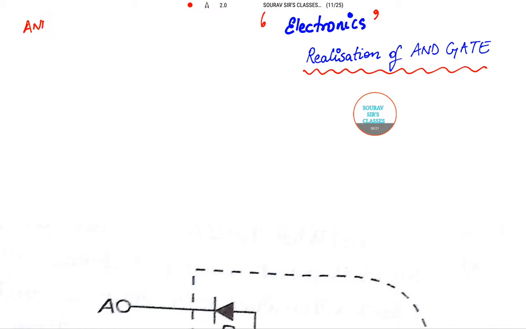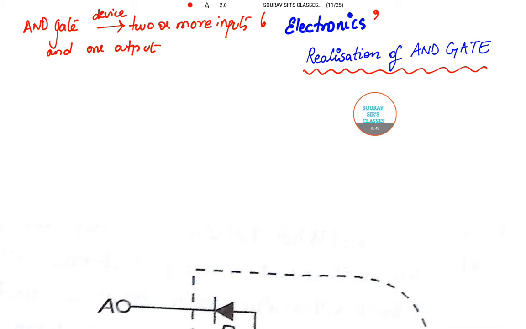Now, AND gate is actually a device that has two or more inputs and one output. Now, in Boolean algebra, the term AND is actually represented by a dot. And the Boolean expression A into B equal to Y actually implies that Y equals A and B.